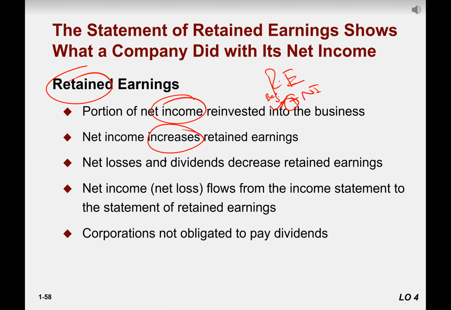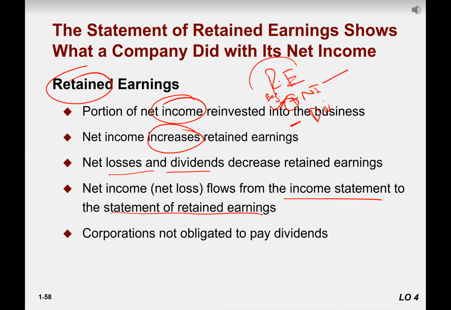So net losses and dividends, right? Who decreases the retained earnings? The dividend. Dividend is minus. Dividend is the distribution from the net income to the owners or shareholders. So dividends or net losses decrease the retained earnings, right? So net income flows from the income statement to the statement of retained earnings.